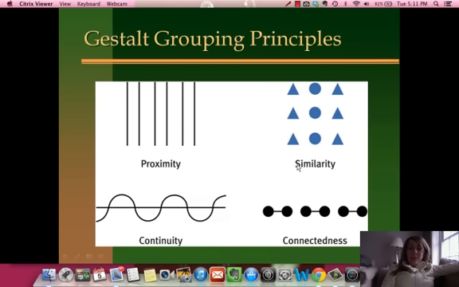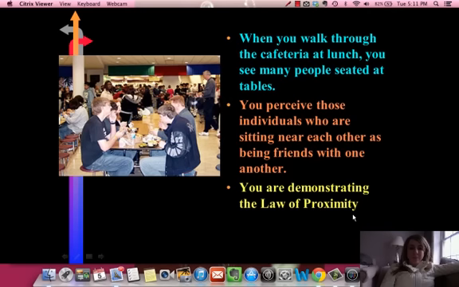Similarity is that we tend to group together objects that look similar. So you see this as triangles, circles, triangles, right? Continuity is the idea that you like to see things as continuing, right? So we don't see this as stop, stop, stop, stop, right? We see it as continuing, okay? And connectedness is the idea that you see this as a whole, and this as a whole, and this as a whole. These are each individual pieces.